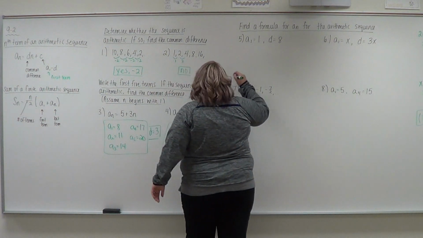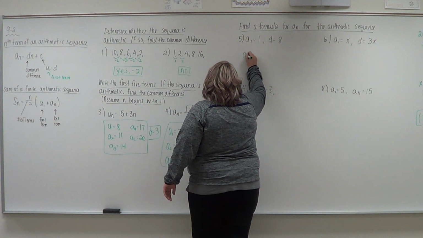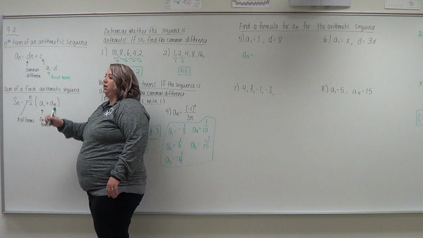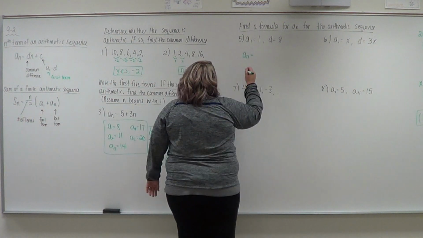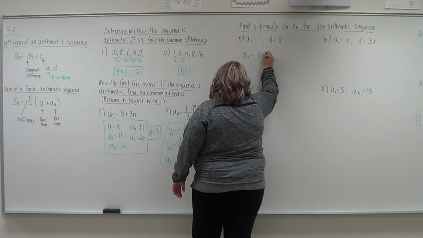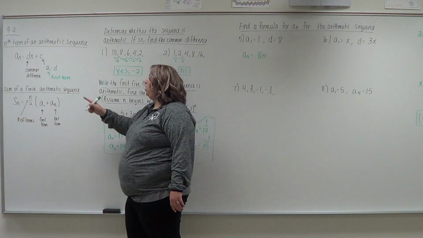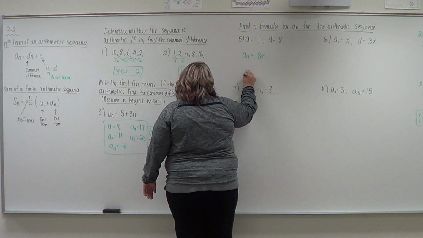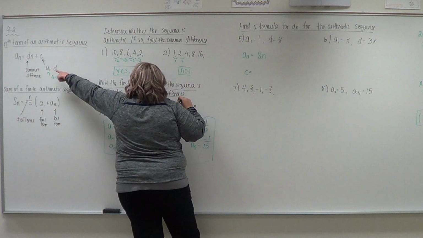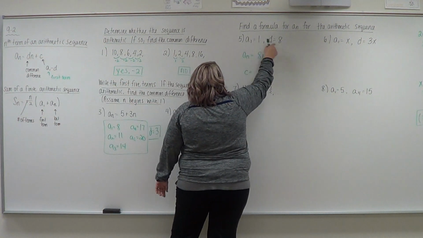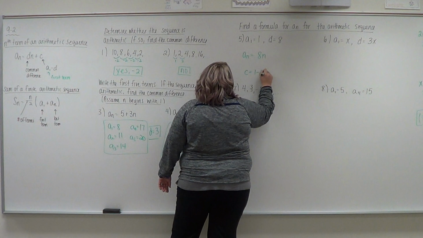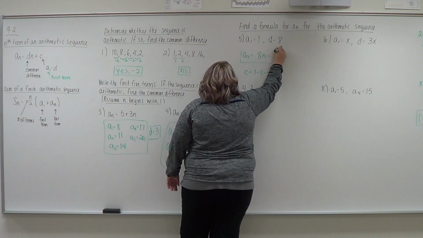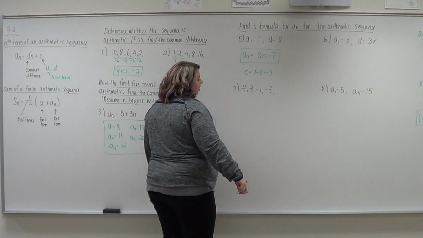So my equation says AN equals, okay, I need DN. Well, it says D is 8, so this would be 8N. Okay, I need plus C. Well, how I find C is I'm going to take A1 minus D. So A1 minus D, 1 minus 8 is negative 7. So that means my equation is 8N minus 7.